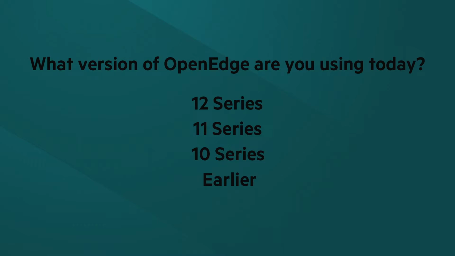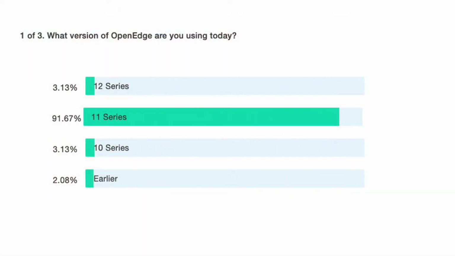Okay, so it looks like the vast majority of you are currently sitting on the 11 series. There's a percentage that has moved to 12, and an equal percentage really that's sitting on 10, and then a couple of you maybe that are on older versions. So something to consider in terms of moving to 12. So Cameron, is this what you're seeing when you're talking to customers and partners? Are they typically coming from 11 or are they coming from earlier versions?